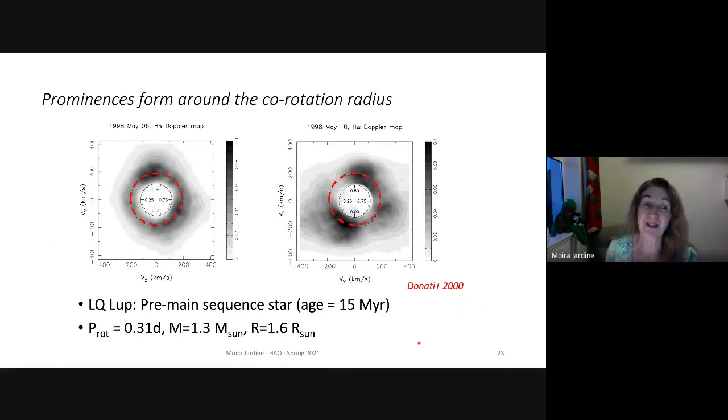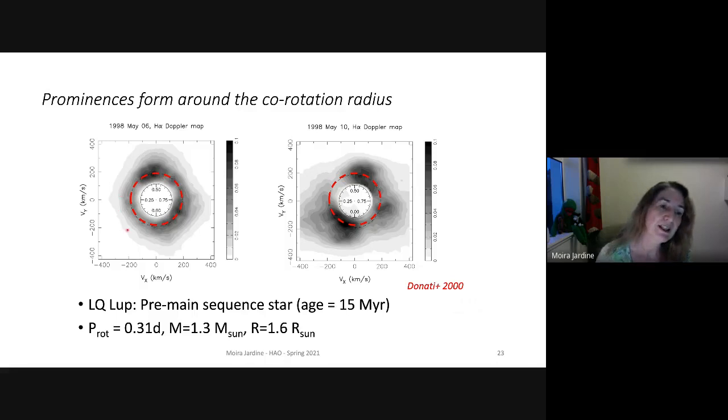There are some stars for which the rotation axis is pointing almost directly towards us as the observer. So we're looking down the rotation axis of the star. In this case, we see prominences not in absorption, but in emission. And so this is the prominence signature seen in velocity space, but equivalently it's essentially showing you their location as you look down on the rotation axis.